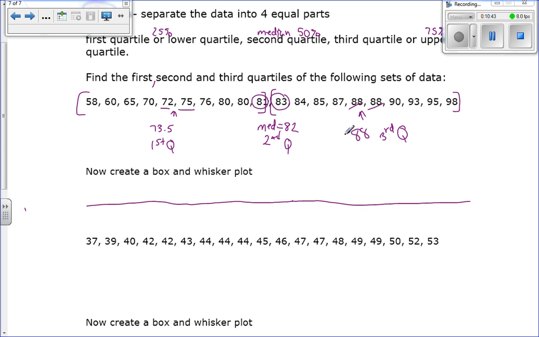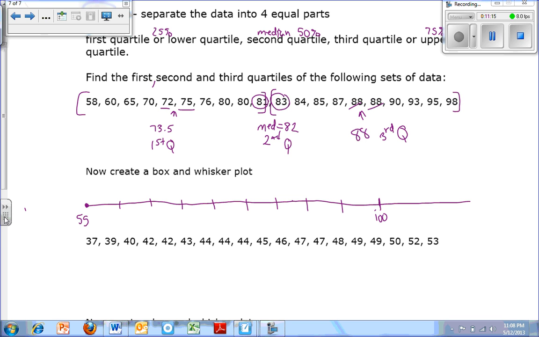Right now, looking at my data, I'm going to count by 5. I'm going to start at 55. And I have 60, 65, 70, 75, 80, 85, 90, 95, 100. So I'm going to stop right here at the end. And this is 100.